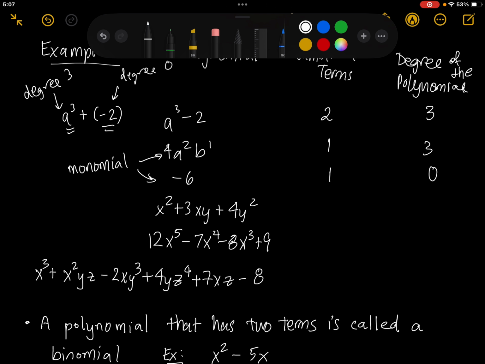What about the next one? x squared plus 3xy plus 4y squared. How many terms do I have? 3, right? The terms are x squared, 3xy, and 4y squared. And what's the degree of this polynomial? It's not a monomial, it's a polynomial. The degree of x squared is 2, the degree of 3xy is 2, the degree of 4y squared is also 2, so the maximum of those is 2. So the degree is 2.